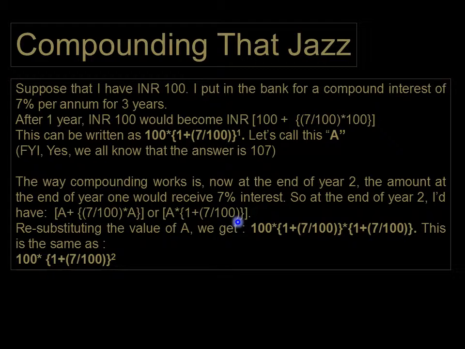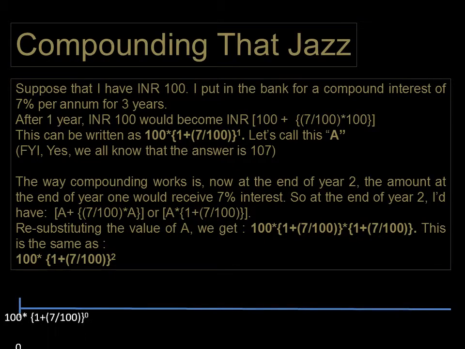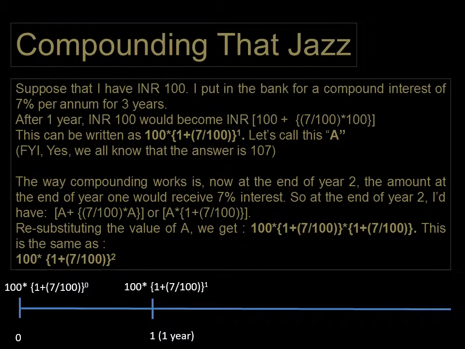Resubstituting the value of A, this is what I get. Taking 100 common, this is what I get. I know it looks a little off. Let me give you a better view of things. This is where you and I are, time 0, where we only have 100 rupees. At the end of year 1, this is what we make, which is the same as this.